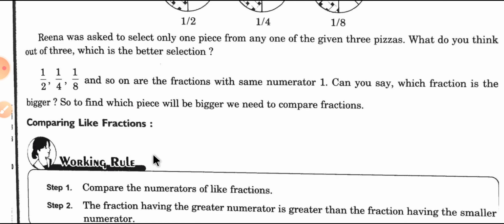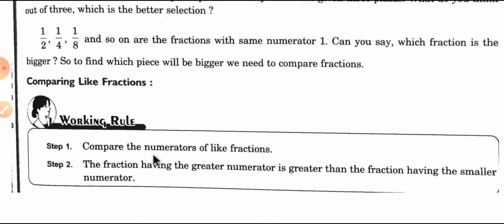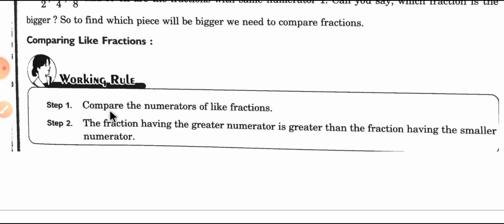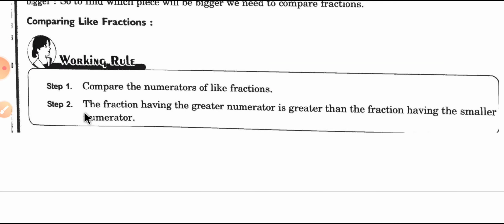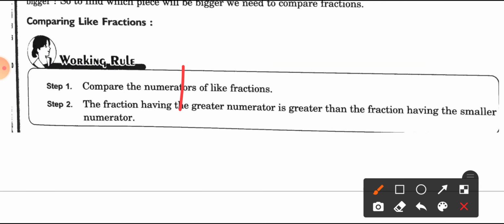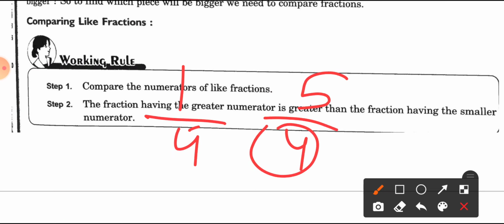So there are some rules for how to compare fractions. First of all, we will see how to compare like fractions, or the fractions which have the same denominator. First one is comparing like fractions. Step 1 is compare the numerators of like fractions. The fraction having the greater numerator is greater than the fraction having the smaller numerator. For example, you can see 1 by 4 and 5 by 4. Here you can see that they are like fractions.